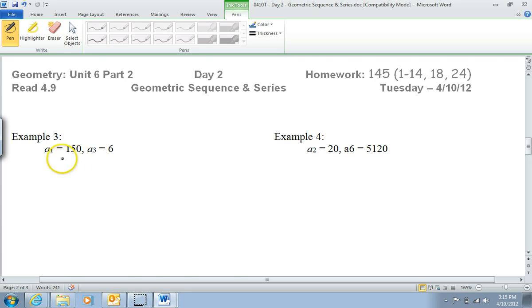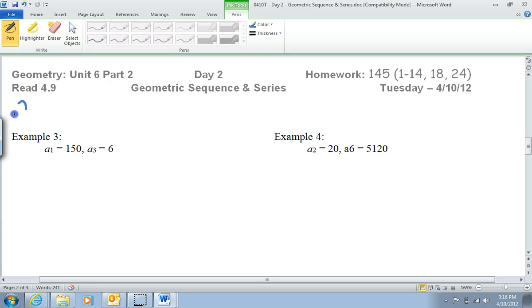Okay, well we have A1. Brooke, when we're trying to find the rule, what are the two things that we always have to find? The ratio and the A1. That's what we always need. Well, look, we're given the A1. So all we really need to find now is the ratio. Okay? So watch this, you guys.